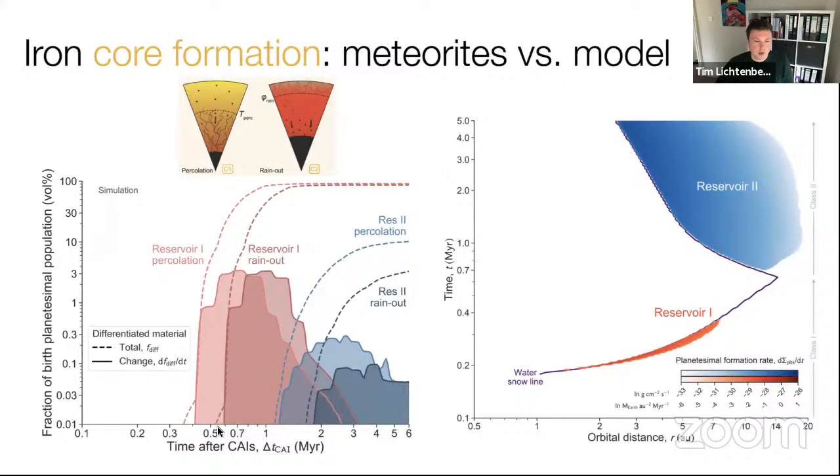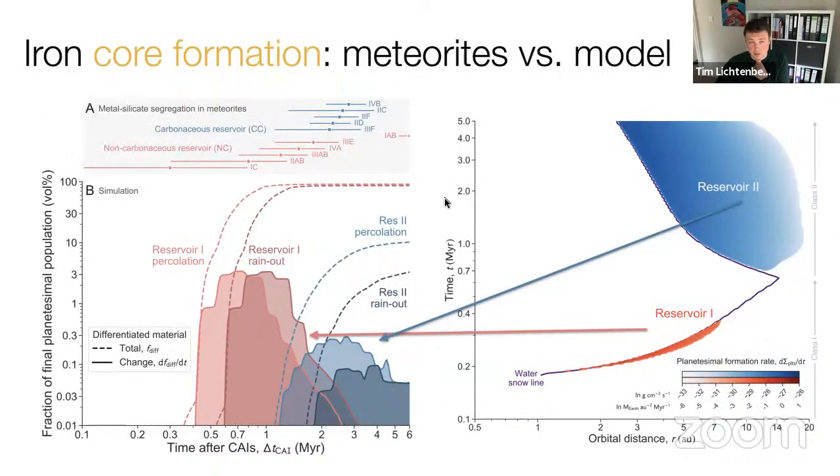And you see that reservoir one forms cores statistically earlier, whereas reservoir two also forms cores, but less integrated, because the materials get less heated and there's more material in total. And so reservoir one forms its cores about here, reservoir two forms them about here. And this is the chronology we have from the meteoritic record.